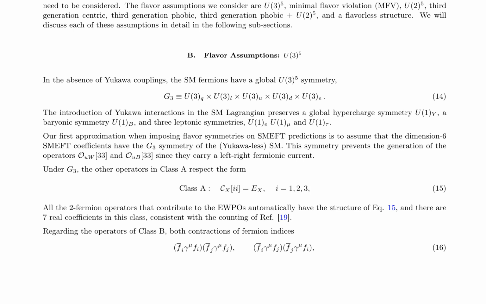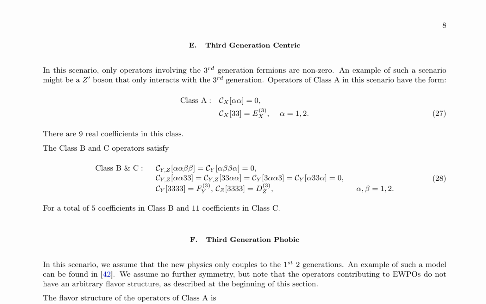The MFV scenario, with a massless B quark, is equivalent to a global U(2)^5 symmetry. Here, 12 independent coefficients contribute to the EWPO at NLO, and the number of independent coefficients in Class B is reduced to 17. The authors present the resulting flavor structures and the number of independent coefficients for each class of operators under the different flavor assumptions. These results will be used to constrain the SMEFT coefficients and predict the EWPOs at NLO.